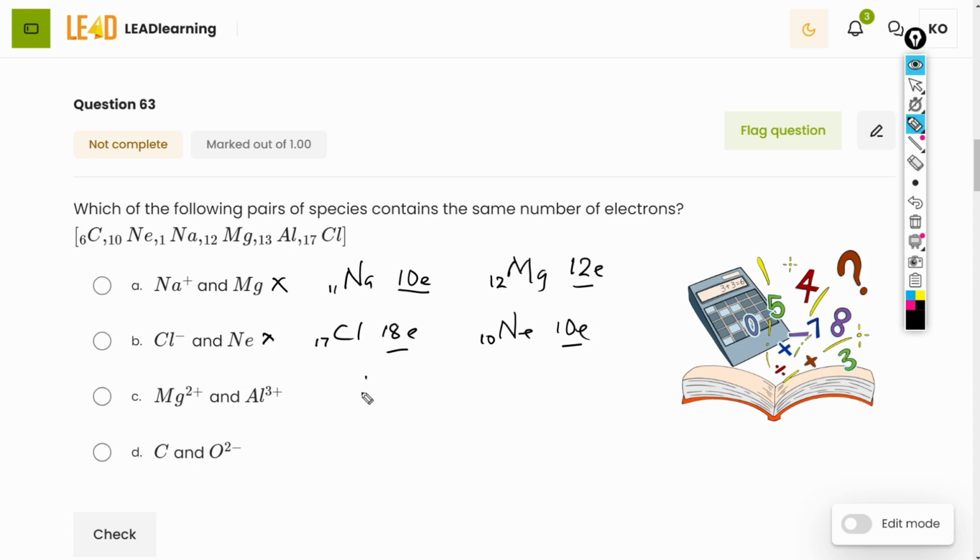Magnesium ion, now magnesium has 12 protons, but it has a charge of 2+ here, meaning that it has lost 2 of its electrons, so the remaining electrons are 10 electrons. As against aluminum ion, which is 13, so it has 13 protons, so it's supposed to have 13 electrons as well, but the 3+ sign tells us that it has lost 3 of its electrons, so it has only 10 electrons left. Now the numbers tally, so we can just stop at option C, and that is our answer.